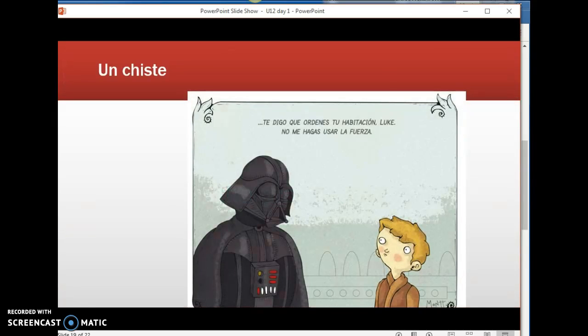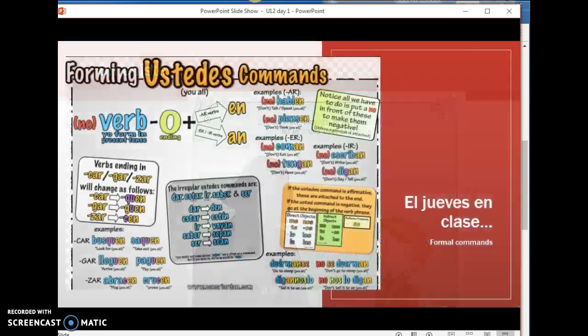So I want to kind of wrap up with a joke. If you're familiar with Star Wars, this is kind of cute. Vader says to Luke, "Te digo que ordenes tu habitación, Luke. No me hagas usar la fuerza." And there's your command. No me hagas usar la fuerza. It's from hacer. Don't make me use the force. Now, on Thursday in class, we're going to talk about formal commands, bossing around groups of people.